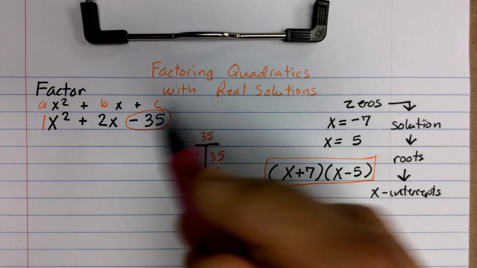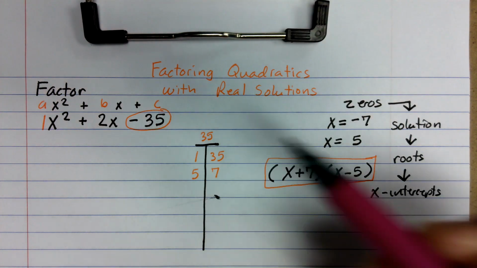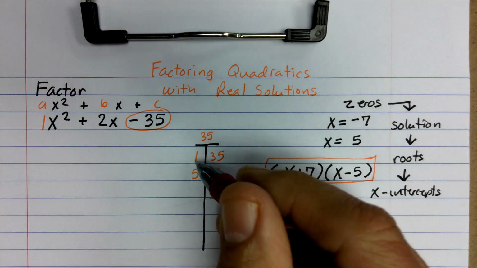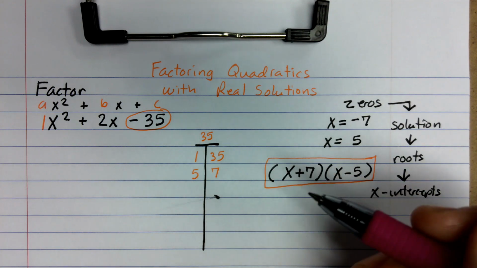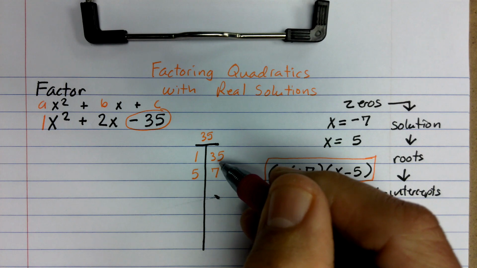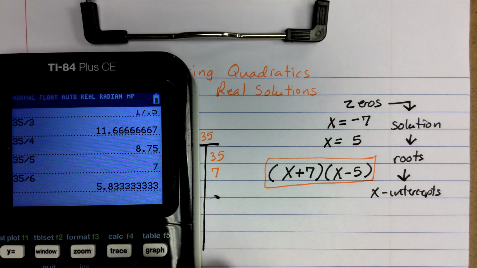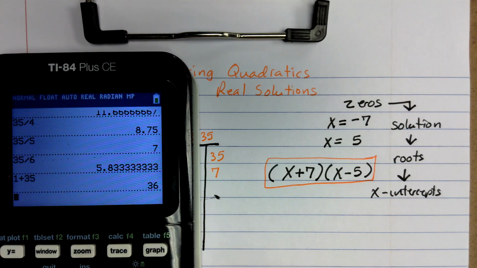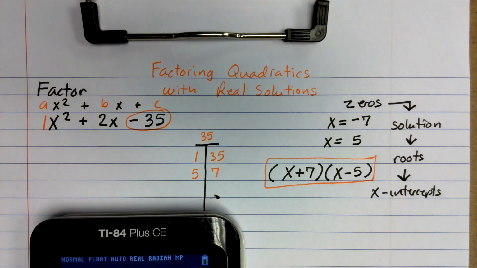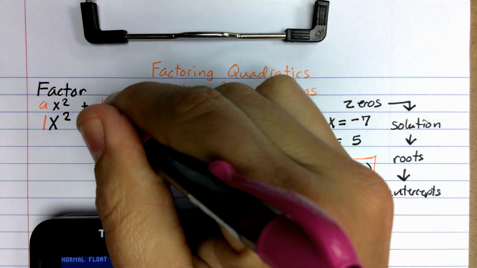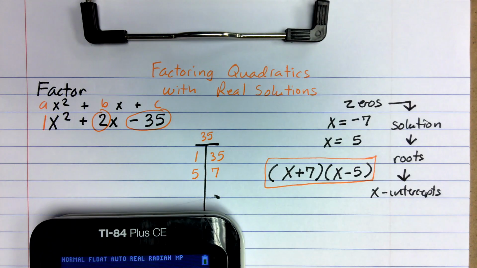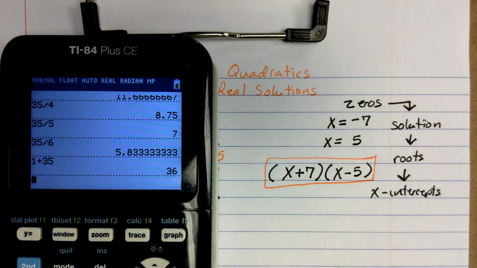Now, the way I figure out the combining is I have an approach to that too. I just simply add and subtract these two values, and I usually start by adding. In other words, I say, well, 1 plus 35 would give me 36. And 36 is not what we're looking for. We're looking for a b value of positive 2. So I'm trying to get a 2.